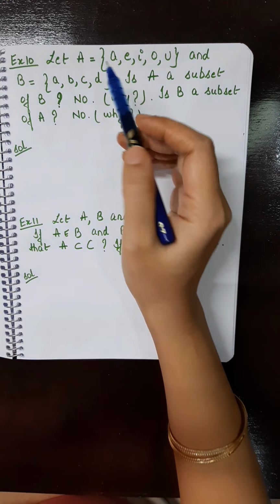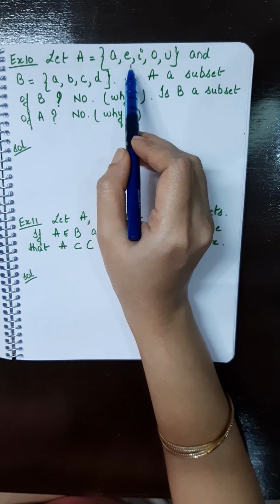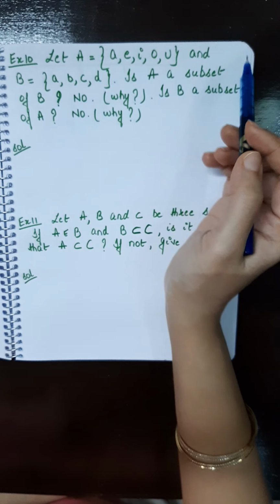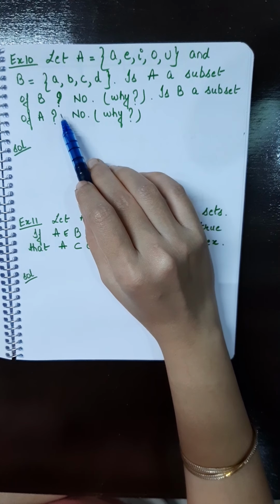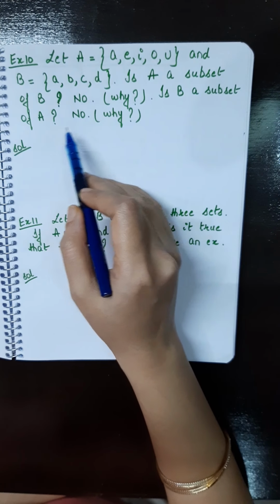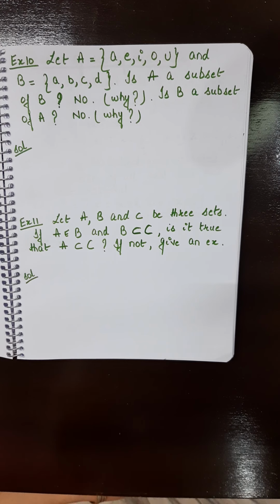Next example. Example number 10. Let A be equal to {a, e, i, o, u} and B be equal to {a, b, c, d}. Is A a subset of B? No. Then why? Is B a subset of A? No. Why? So if it is not a subset, then you also have to give the reason why it is not.